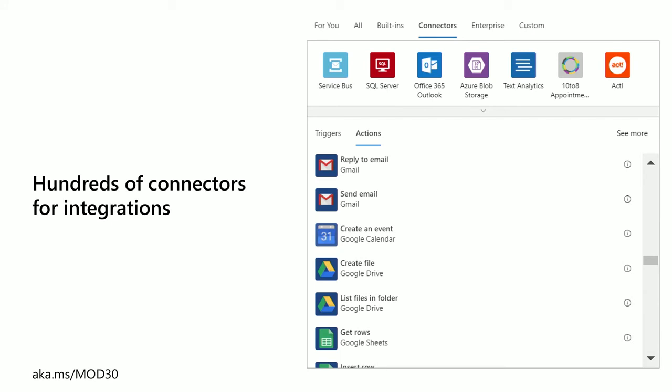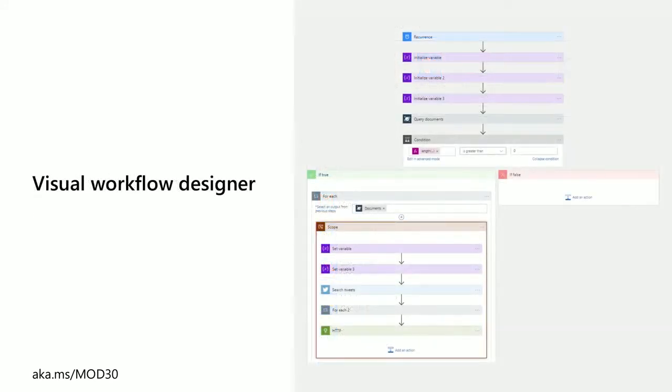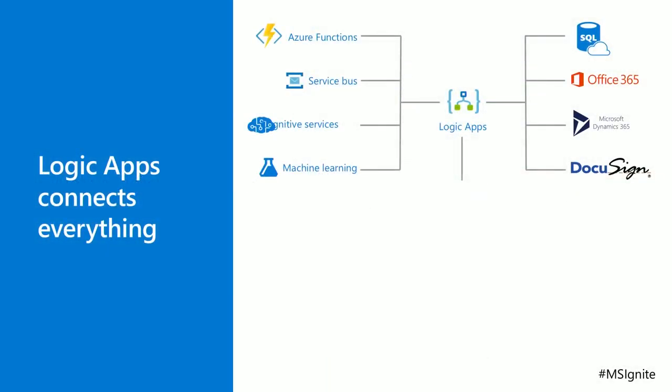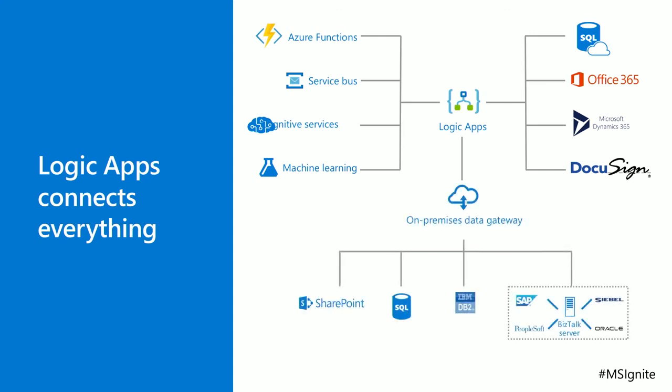There's hundreds of connectors for integrations. I'll show you that in a minute. There's a visual workflow designer, which I will show you in a minute as well. And you can basically connect everything together that you like. We have all these providers, which basically allow you to connect to third-party or Microsoft endpoints. We also have on-premise data gateways, which allow you to connect to outside services like SAP, IBM DB2, and others as well.